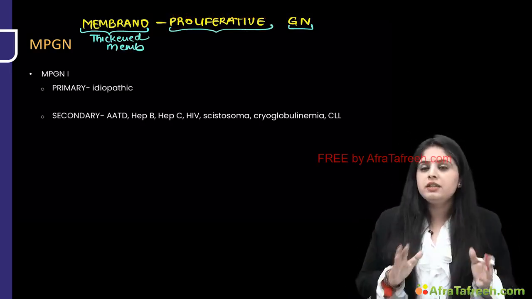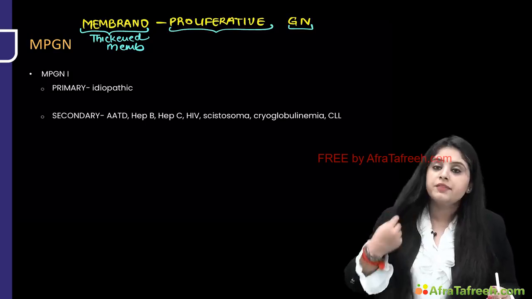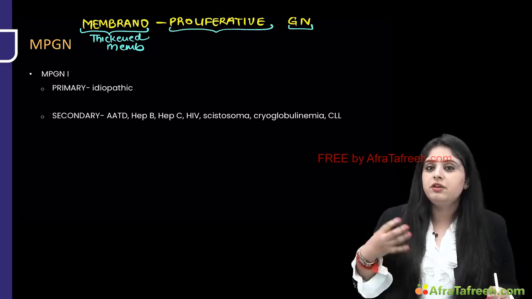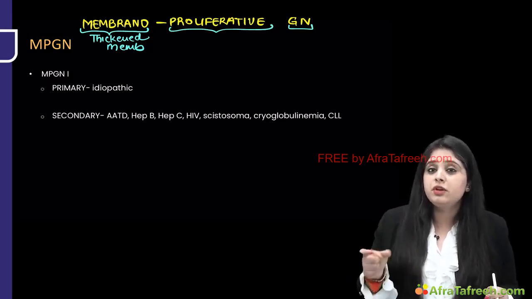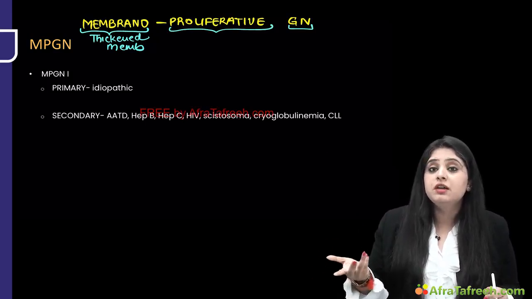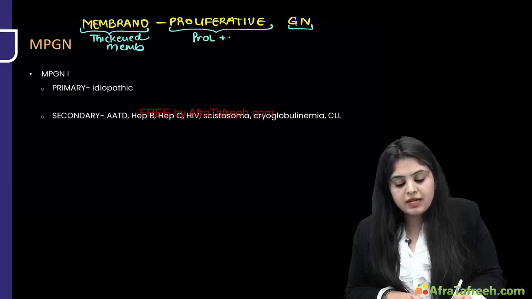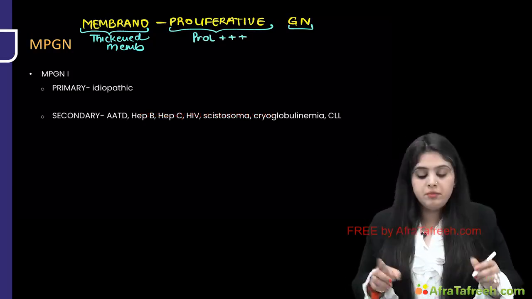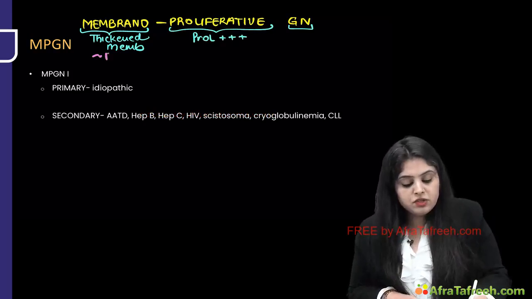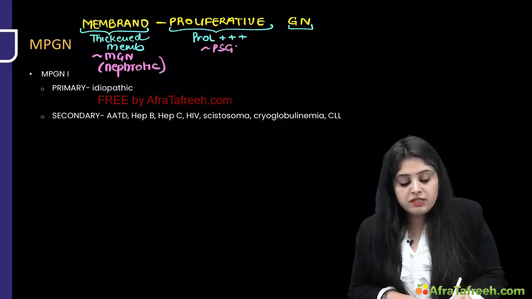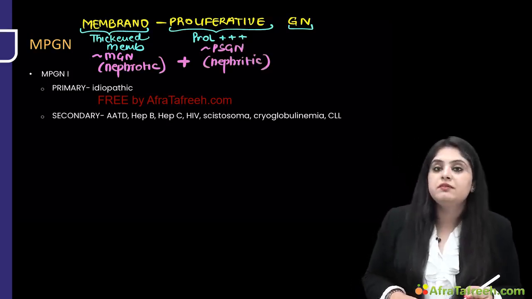Now, just think, where did I teach you? Which disease did I tell you that there's a lot of proliferation? The cells are proliferating. What disease was it? Acute proliferative glomerulonephritis, which was post-streptococcal glomerulonephritis. So I can now actually see that this is coming across as a combination. It has a little bit of features of MGN, which is a nephrotic syndrome, and a little bit of features of PSGN, which was a nephritic syndrome. And that is why I'm teaching this to you right in the end, because this is a combo glomerulonephritis.